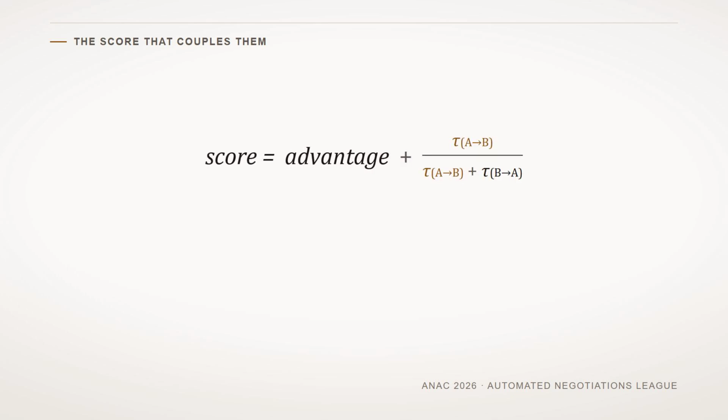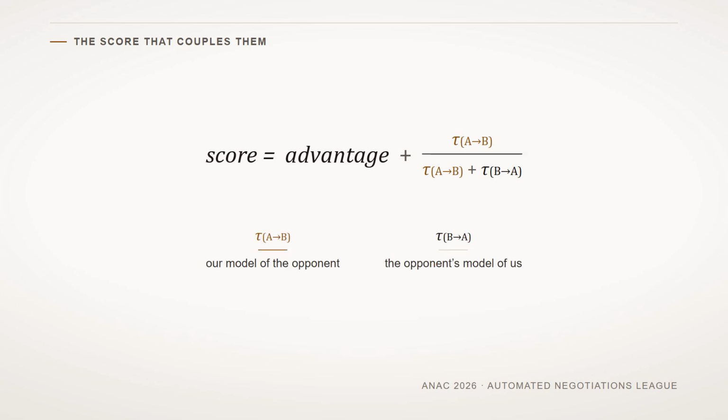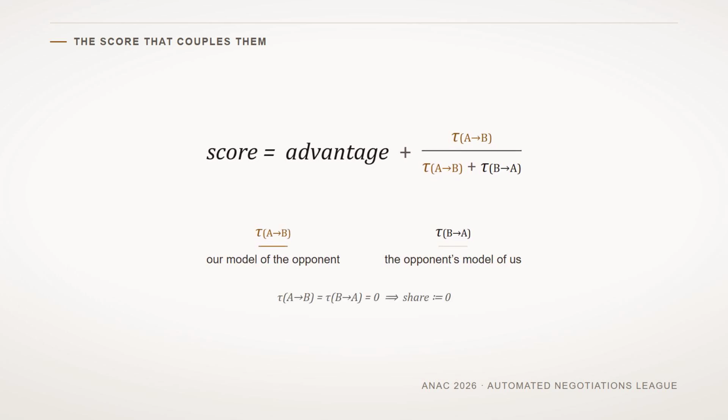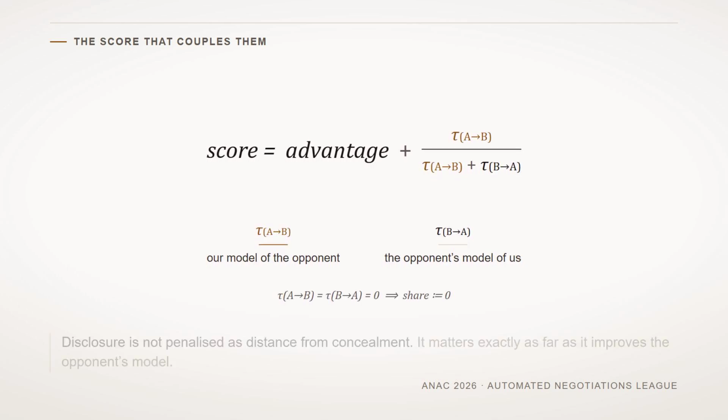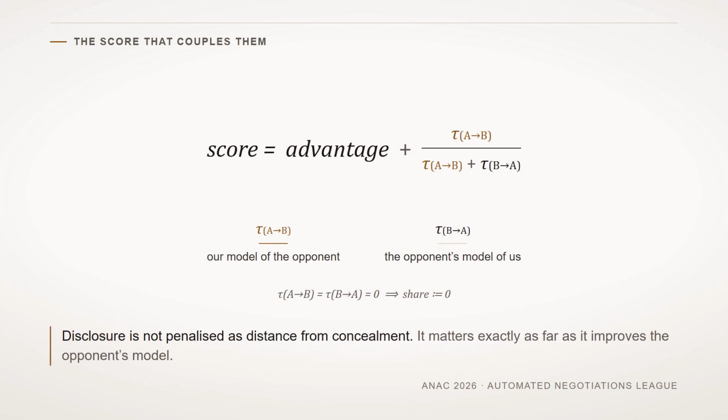Normalized advantage, plus a relative share of opponent model accuracy. Tau A to B is our model of them. Tau B to A is their model of us. And if both are 0, the share is defined as 0. So disclosure is not penalized as a distance from concealment. It matters exactly as far as it improves the opponent's model.